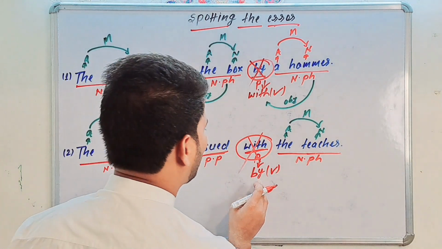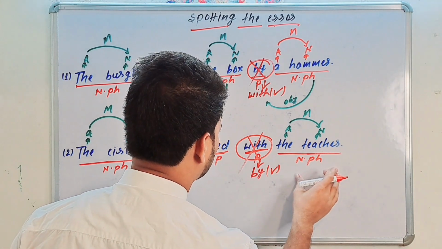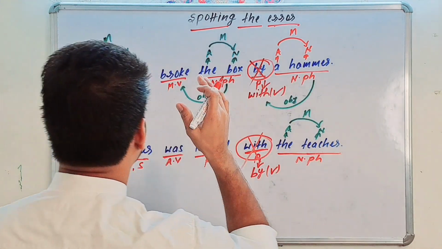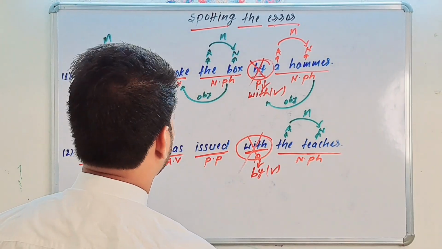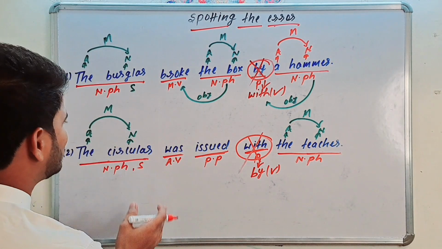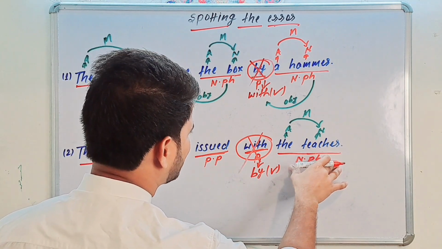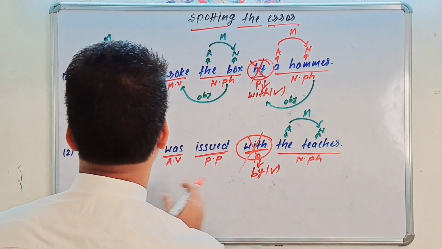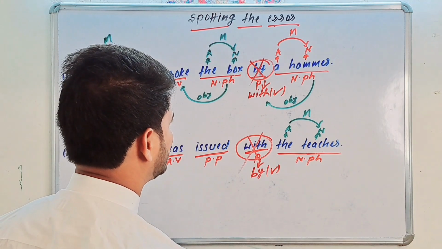Basically, the preposition by is only used for the doer, not for any object. With is used for an object, like with a hammer: the burglar broke the box with a hammer, not by a hammer. In the second sentence, the circular was issued by the teacher. Here the teacher is a doer. The circular was issued by the teacher, not with the teacher.